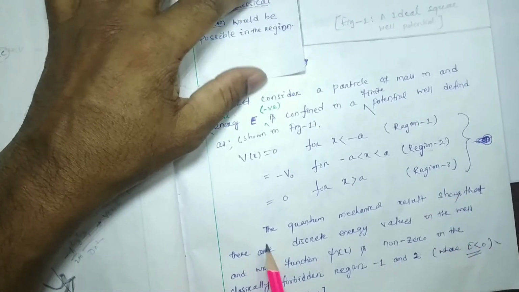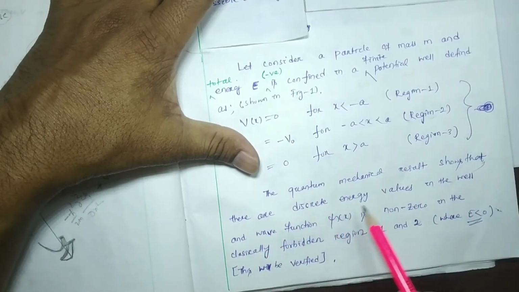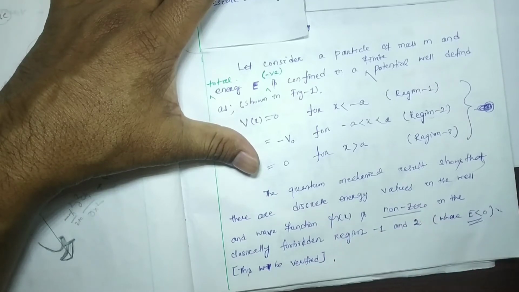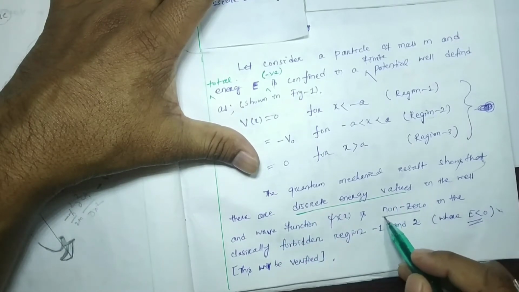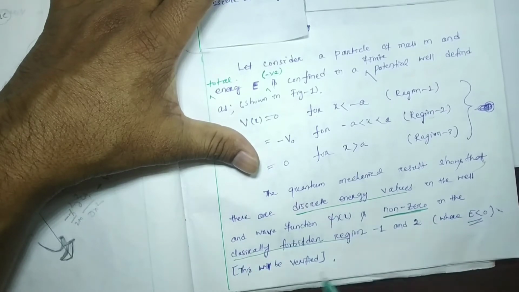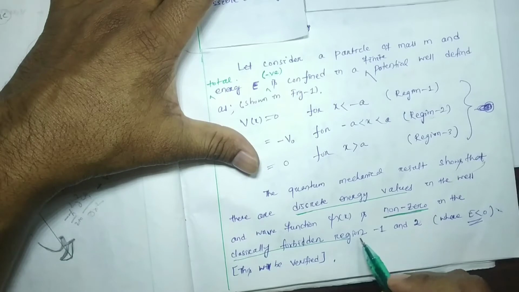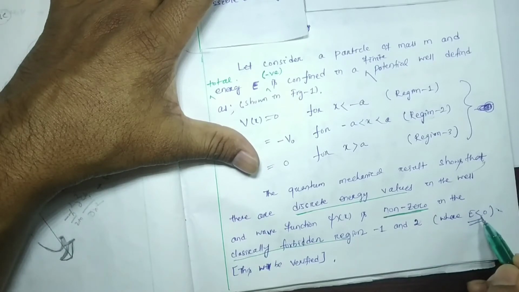The quantum mechanical result shows that there are discrete energy values in the well and the wave function is non-zero. Two things we are going to find here: discrete energy values, and a wave function that is non-zero, meaning not zero, in the classically forbidden regions 1 and 3, where E is less than 0. This will be verified by this discussion.